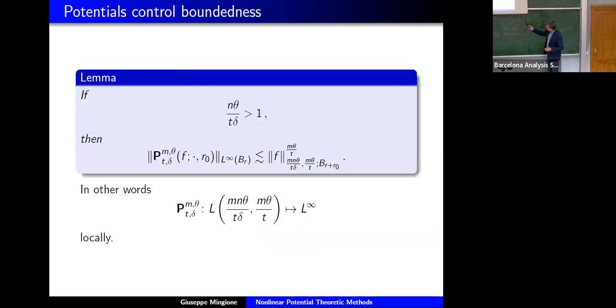If you are in this Lorentz space, then this potential is bounded. Don't try to make any guess on the exponents. It is what it is. It's a lemma. It's not very difficult to prove. It goes via rearrangements and characterization of certain averages via symmetrization and maximal operators. Take it for granted. Rearrangements and maximal operators, because you take the Lorentz norm.